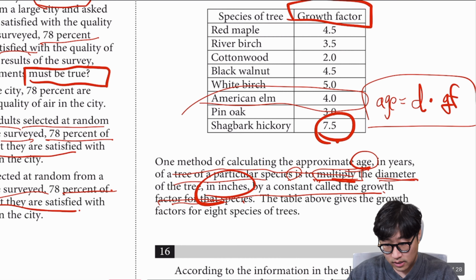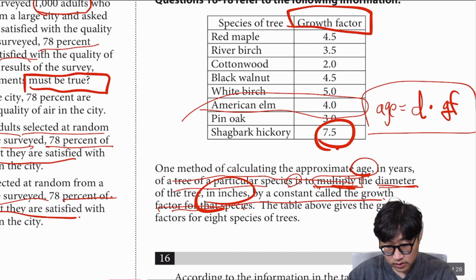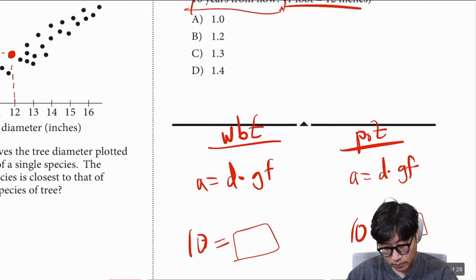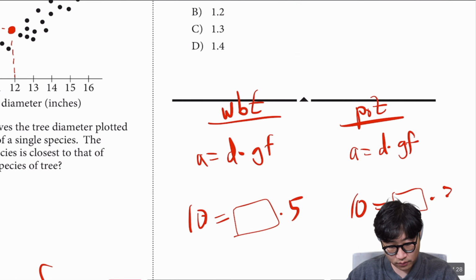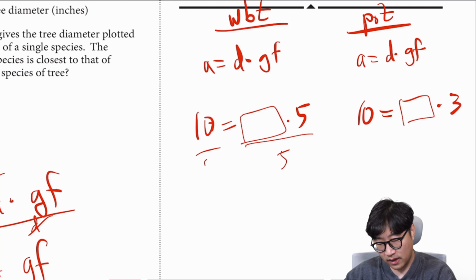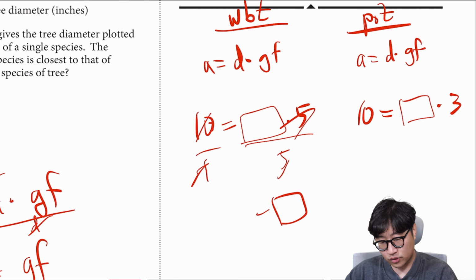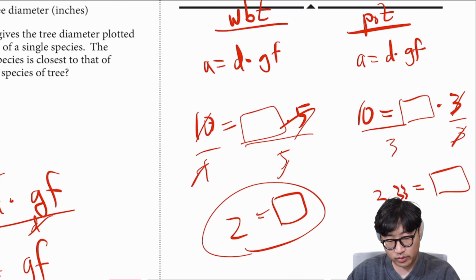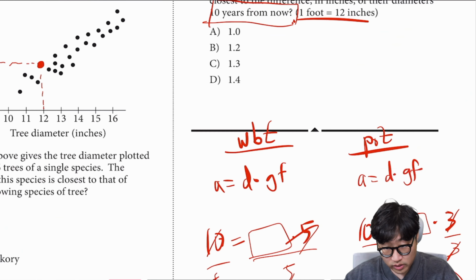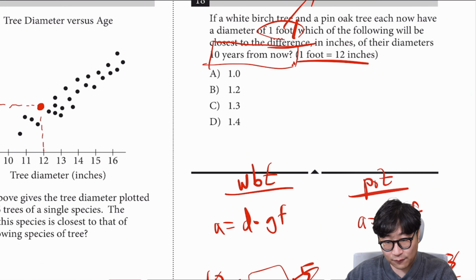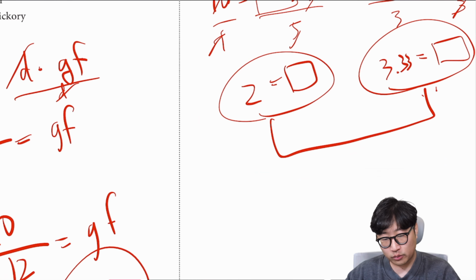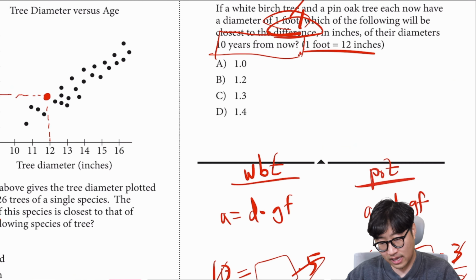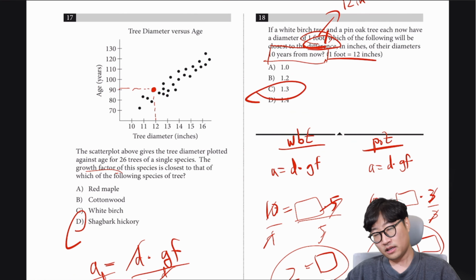White birch tree, where is it? It's 5. And then pin oak tree, that's a 3. So if you divide by 5s on both sides, then for the white birch tree you get 2. And for the pin oak tree, divide by 3s on both sides, and you get 3.33. What are they asking? The difference. 2 versus 3.33, the difference is 1.33, and that is answer choice C.